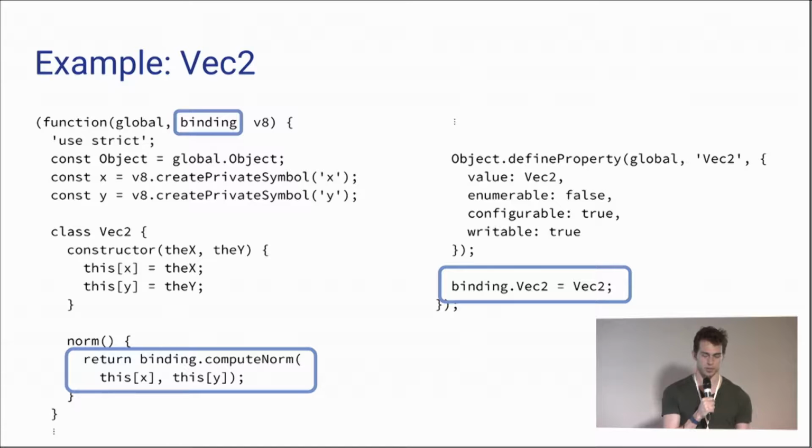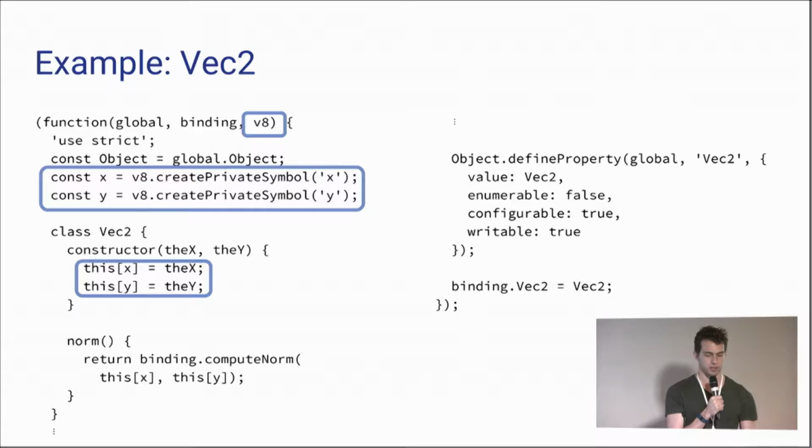And the final extra piece is this V8 object, which has a few special APIs that are useful for writing this type of code. One thing is it lets you create truly private data, which isn't actually possible in JavaScript, at least not in a performant way. So you create these private symbols, and then you can use them all over the code. And there are a few other APIs on there that are useful for this type of code as well. So that's basically how it works.